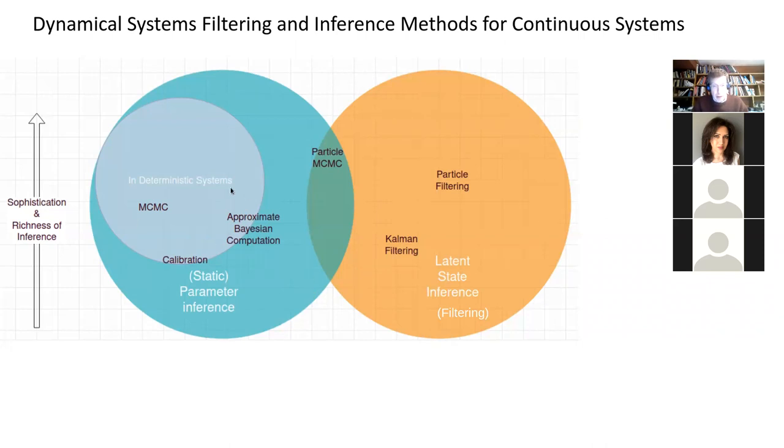But that's for deterministic systems. And I left it as kind of a vague matter of, well, what if it's not deterministic? What then? If we want to get something like MCMC for stochastic systems, well, we're coming to it. And we came to it last time. We then switched over to latent state inferencing.